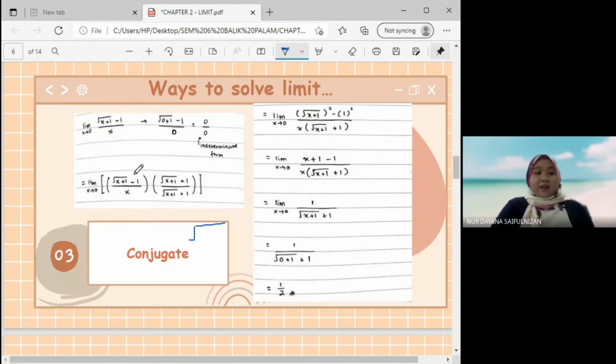Okay, so here you can see the sign is minus. When we want to do a conjugate, we have to change the sign. If the sign is negative, we have to change the sign to positive. So when we already write this out and we multiply it, we will get this answer.